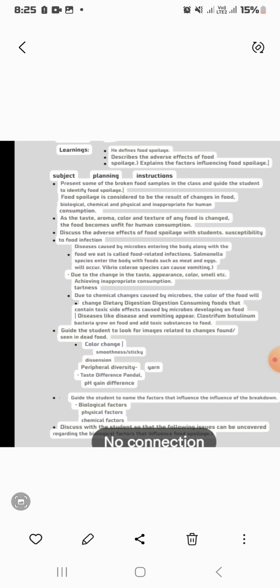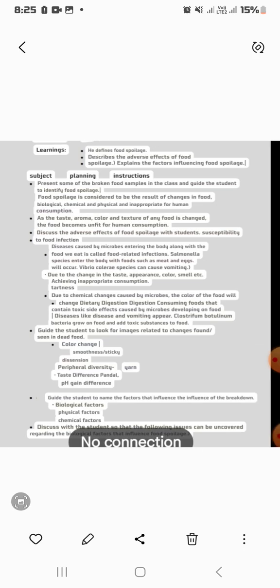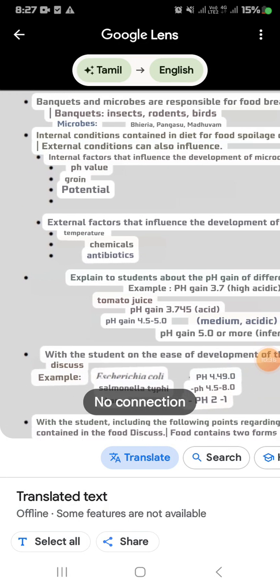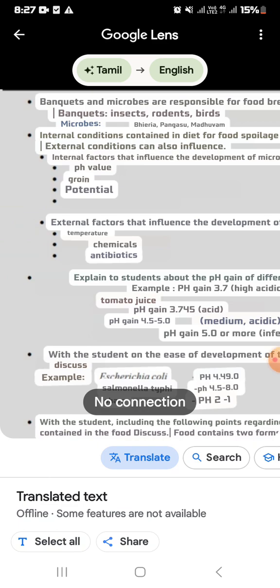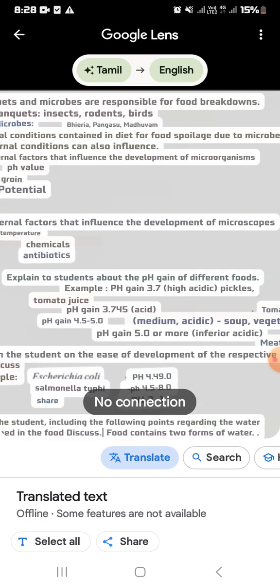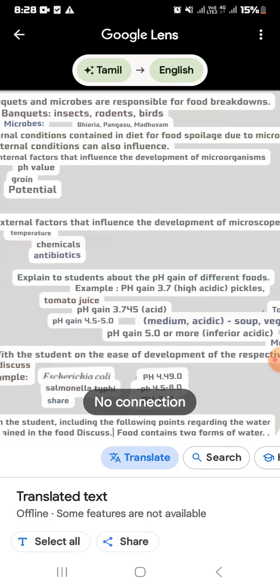Okay, so the main reason for food getting spoiled is that there are three factors. The factors that influence the breakdown of food are biological factors, physical factors, and chemical factors, or biological changes, physical changes, or chemical changes. On the next page we are going to see about the physical changes. Related to physical changes, there are two types, and they are banquets and microbes. So banquets and microbes are responsible for food breakdown.